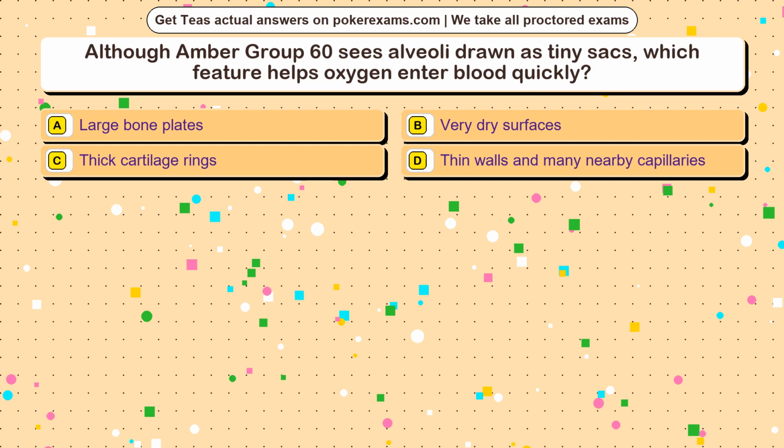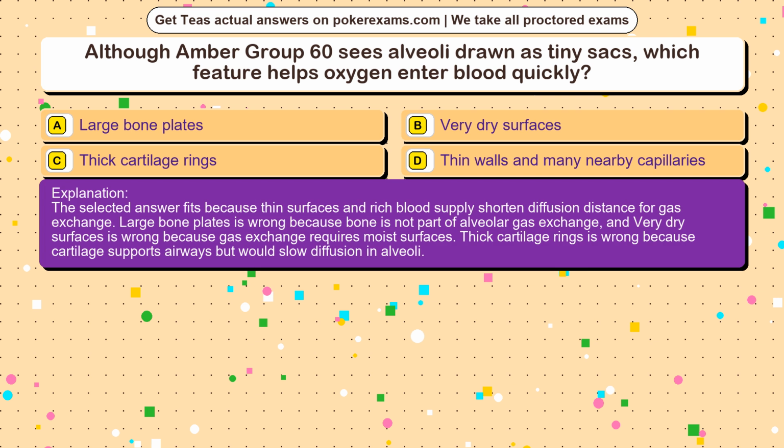The correct answer is option. The selected answer fits because thin surfaces and rich blood supply shorten diffusion distance for gas exchange. Large bone plates is wrong because bone is not part of alveolar gas exchange, and very dry surfaces is wrong because gas exchange requires moist surfaces. Thick cartilage rings is wrong because cartilage supports airways but would slow diffusion in alveoli.